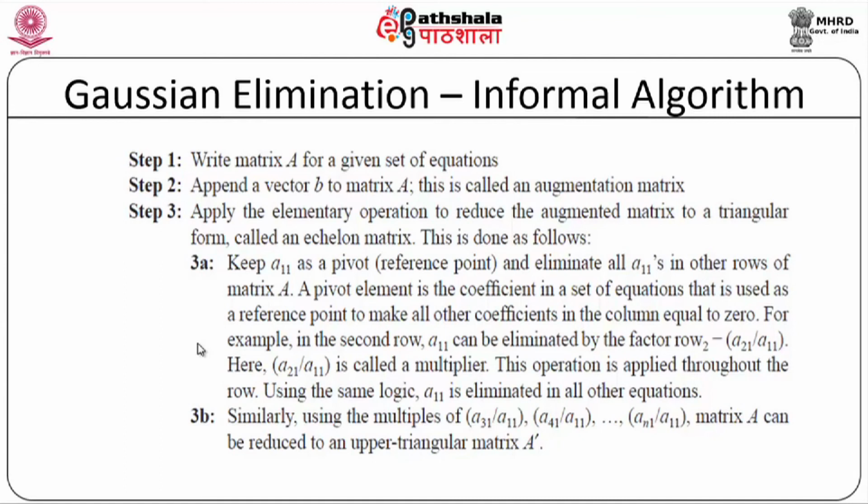Then we do something called augmentation, where the vector B is appended to the matrix A. Once we have this augmented matrix, we can keep A11 as the pivot element, and having this as the pivot, we can eliminate all the corresponding coefficients of the other equations. After that we can use the same principle to remove all the redundant coefficients, so that we have an upper triangular matrix.